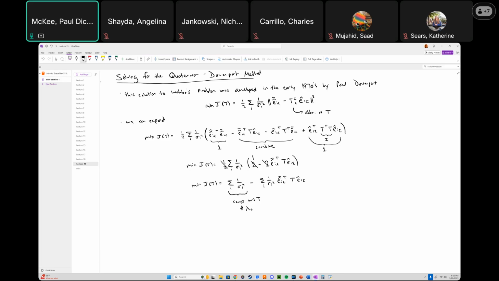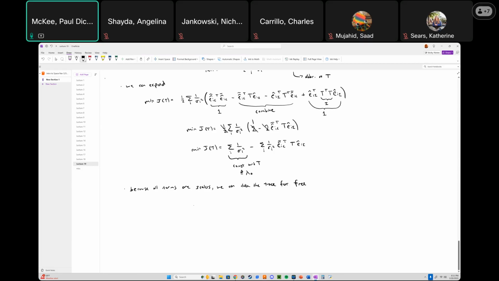Now, both terms are scalars. Lambda naught is a scalar, the sum of all of the 1 over sigma i squared. This other bit is going to be vector transpose matrix vector times a scalar, so that's a scalar, and then it's the sum of a bunch of scalars. So all of this is a scalar. Because all terms are scalars, we can take the trace for free. The trace of a scalar is just a scalar, but we're going to play some fun tricks with the trace properties in a minute.